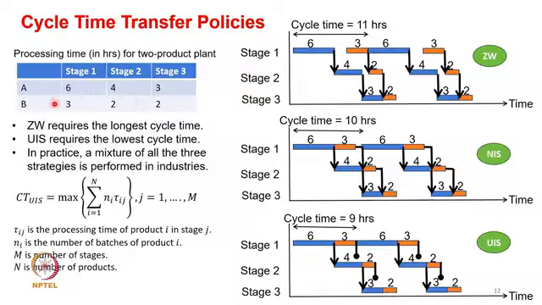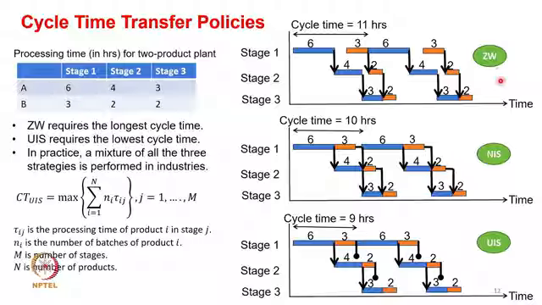Consider a case of a 2 product batch plant. You have product A and product B, and you have 3 stages. In the first stage A requires 6, 4 and 2 hours respectively, and B requires 3, 2 and 2 hours respectively.